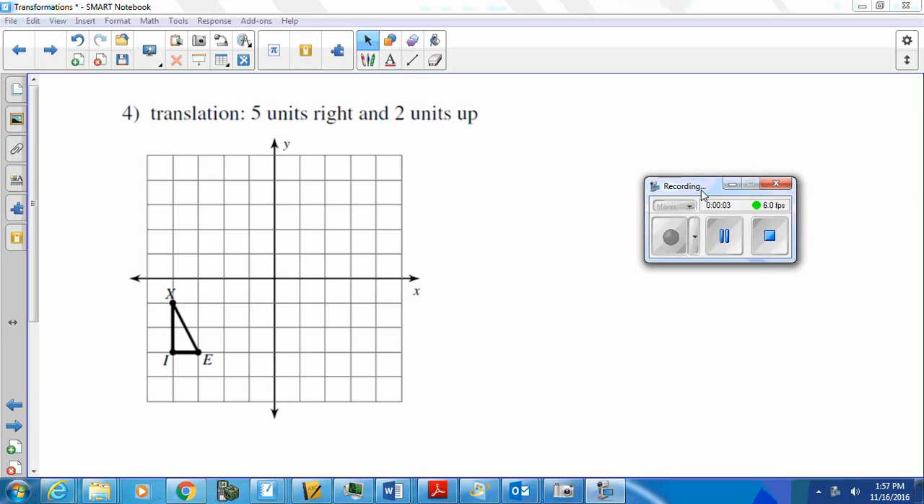Okay, I'm going to go over a couple problems from the homework. I'm going to go over one from the front and a couple from the back. So looking at problem number 4 from the homework, we want to translate the figure 5 units to the right and 2 units up. All right.